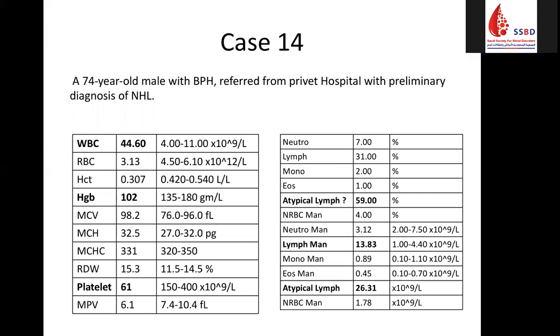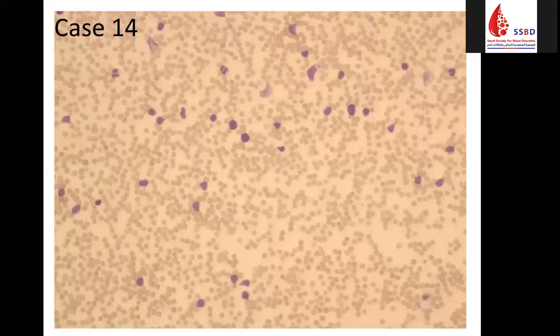Next case. A 74 years old male with benign prostatic hyperplasia referred from a private hospital with a preliminary diagnosis of non-Hodgkin lymphoma. So you have leukocytosis, anemia, and thrombocytopenia. In the differential, they counted about 60% atypical lymphocytes with lymphocytosis. So you have lymphocytosis, atypical lymphocytes, thrombocytopenia, anemia, leukocytosis, adult patient. This is the low power.